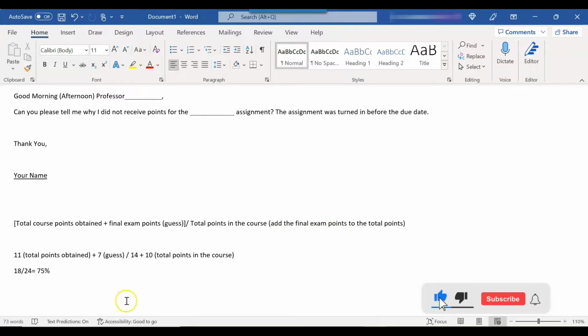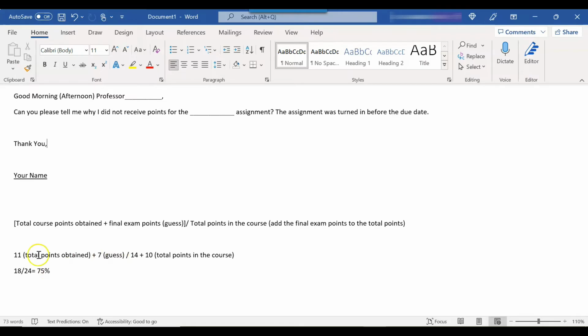If the final exam is worth 10 points and you obtain a 7, what you're going to do is add 7 to the total points that you've already obtained. That is 18. And then you're going to divide that by the total points of the course, 14, plus the total points for the final exam. And the final exam is worth 10 points. That is 18 divided by 24, which is 75%. So if a person received a 7 on the final exam, they would obtain a 75% in the course.